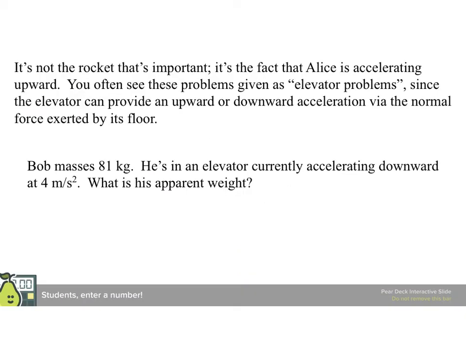Of course, it's not the rocket that's important, it's the fact that Alice is accelerating upward. We therefore often see these problems given as elevator problems, since the elevator can provide either an upward or downward acceleration via the normal forces exerted by the floor. This is as opposed to rockets, where we don't usually think about them thrusting downward towards the Earth or something like that. Alright, Bob's mass is 81 kilograms. He's in an elevator which is currently accelerating downward at 4 meters per second squared. What is his apparent weight?